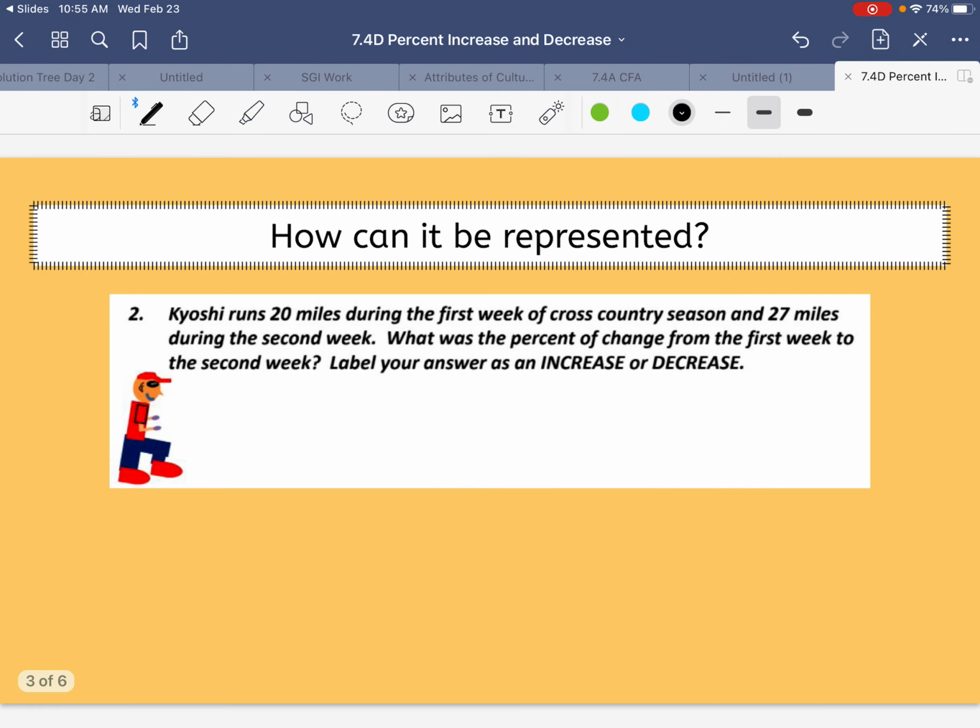So the first example: Kayoshi runs 20 miles during the first week of cross-country season and 27 miles during the second week. What was the percent of change from the first week to the second week? Label your answer as an increase or a decrease.